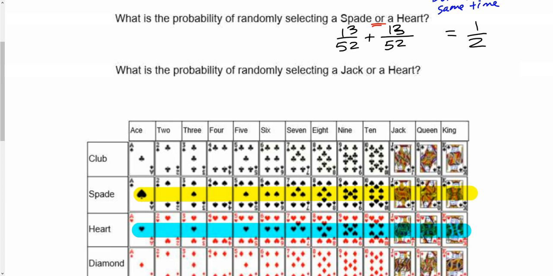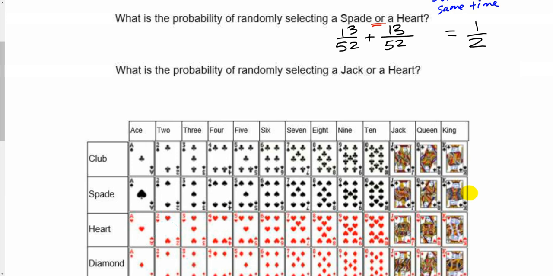These are mutually exclusive events because when we colored in this stuff, they didn't overlap each other. So that means none of the cards got double counted. I'll show you another one. Get rid of all this. Okay, the next one.